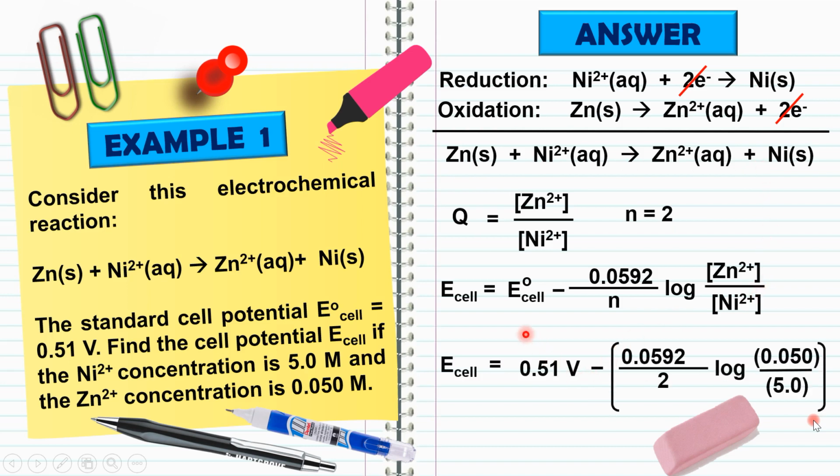Okay, next, substitute all the values. The E0 cell is already given, that is 0.51 volts, right? So n is equal to 2. And then the concentration of Zn2+ is 0.05, and the concentration of Ni2+ is 5.0 molar. And you will get E cell equal to 0.57 volt.